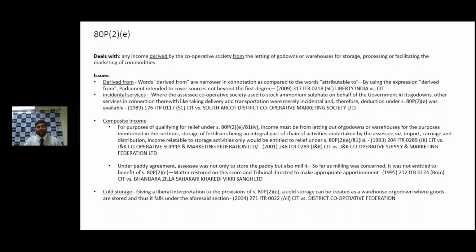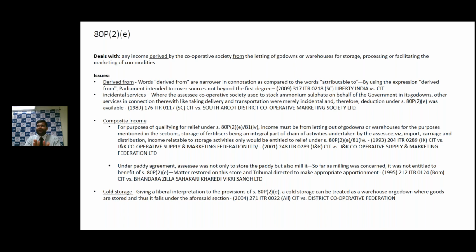However, if the main object includes letting out of godown or warehouses, apart from other activities, then the courts have held that income has to be apportioned towards the activity of letting out of godown. To that extent, you can claim deduction under 80P(2)(e). Therefore, the case before the Jammu and Kashmir High Court and the Bombay High Court was that the society was not only engaged in the activity of storage of the product, but also import, carriage, distribution. So the Jammu and Kashmir High Court held that income relatable to storage activity only would be entitled to relief under section 80P(2)(e), and the society has to apportion that income and can claim deduction. Similar view has been taken by the Bombay High Court.